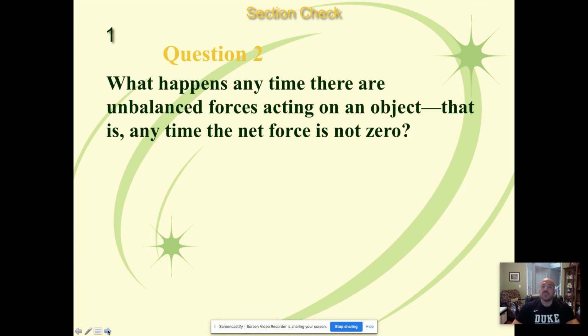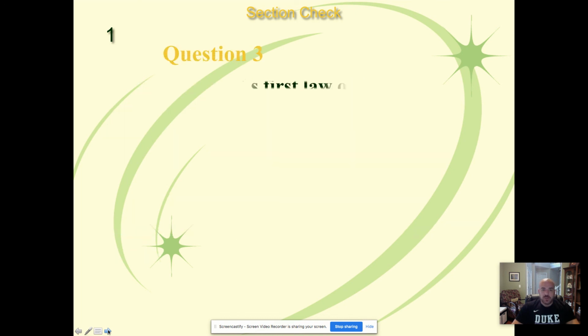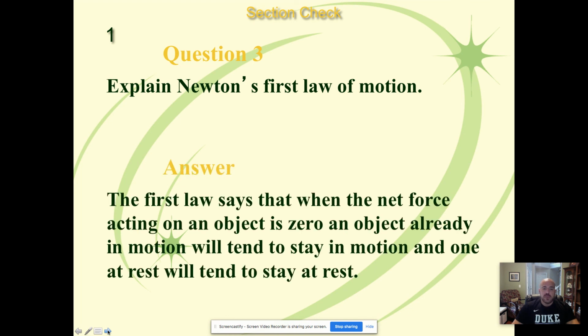Other practice questions. What happens anytime there are unbalanced forces acting on an object? In other words, the net force is not 0. Press pause while you think. We said the object would move, and it would move in the direction of the stronger force. Last practice question. Press pause if you need to, or look back in your notes so you can think of Newton's first law. And we said that's the law of inertia, the one that says objects will keep doing what they're doing, staying at rest or in motion forever, unless an unbalanced force acts on them. And that's all of Objective 3.